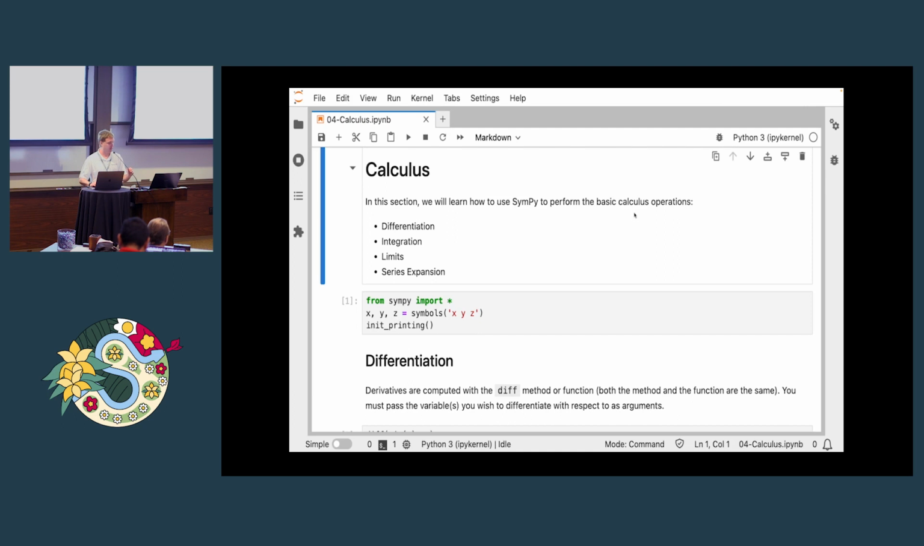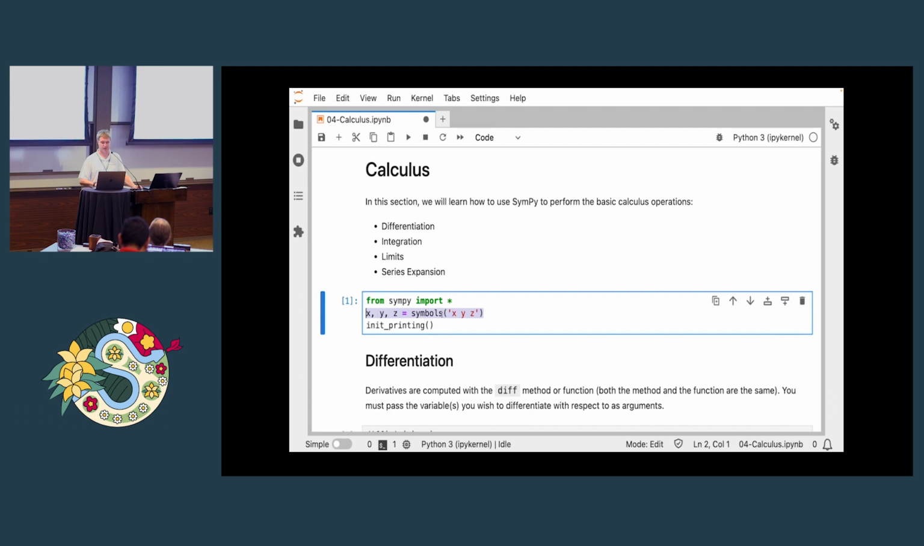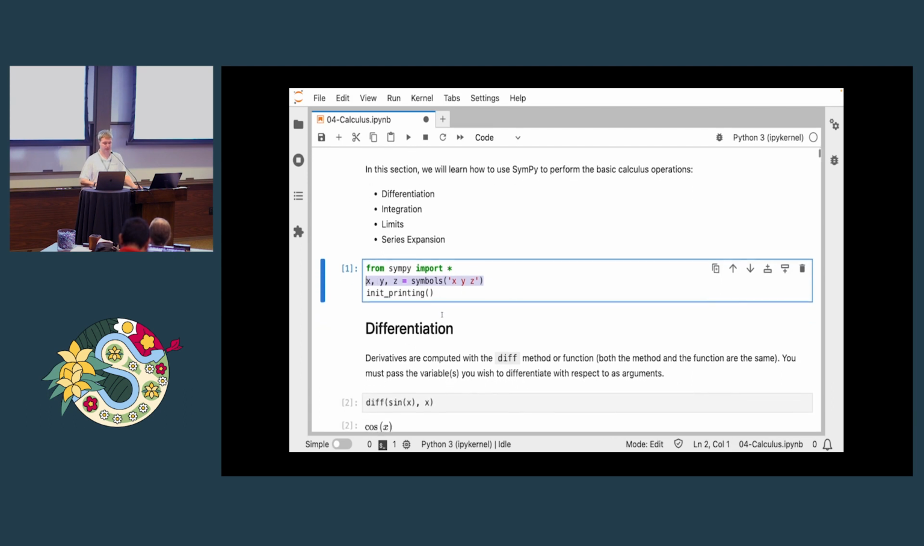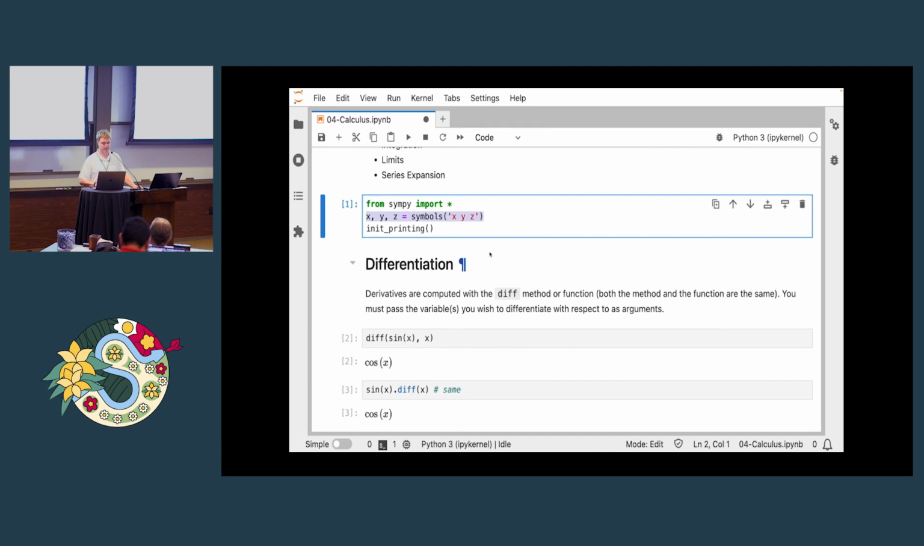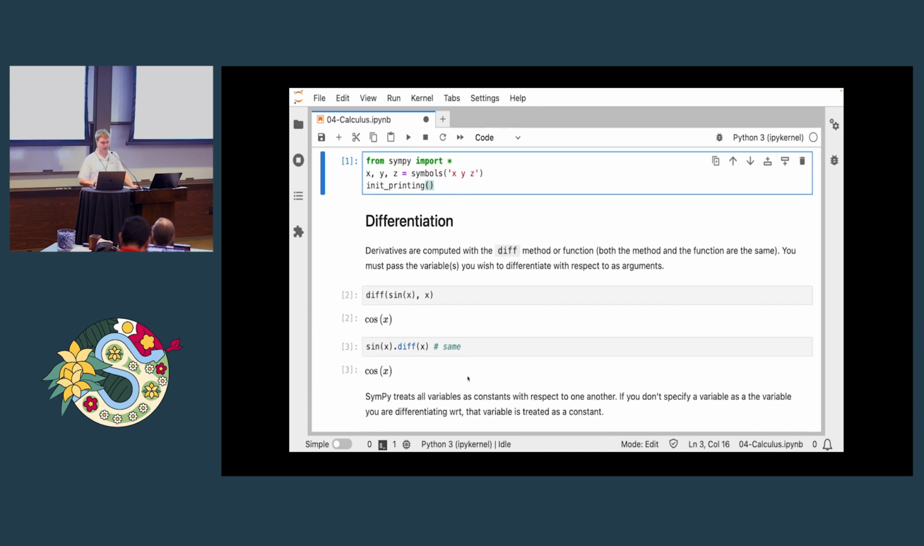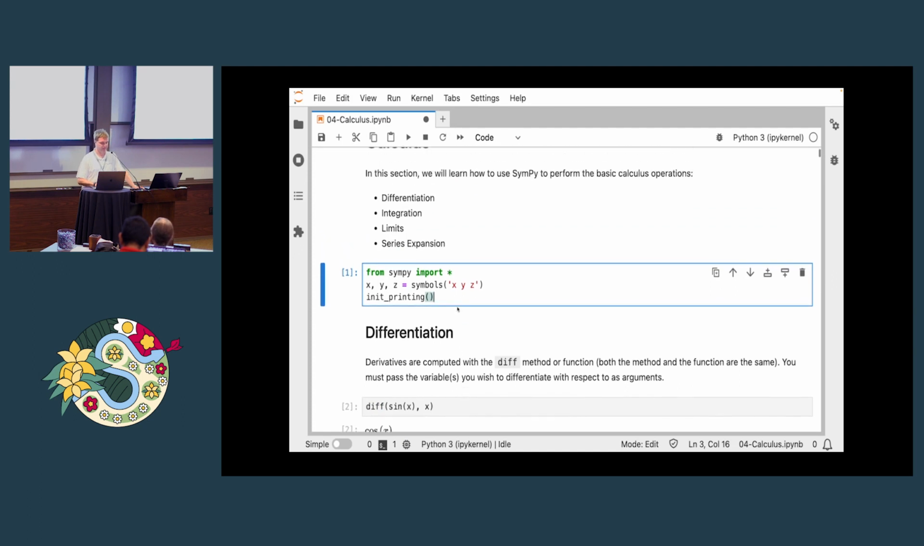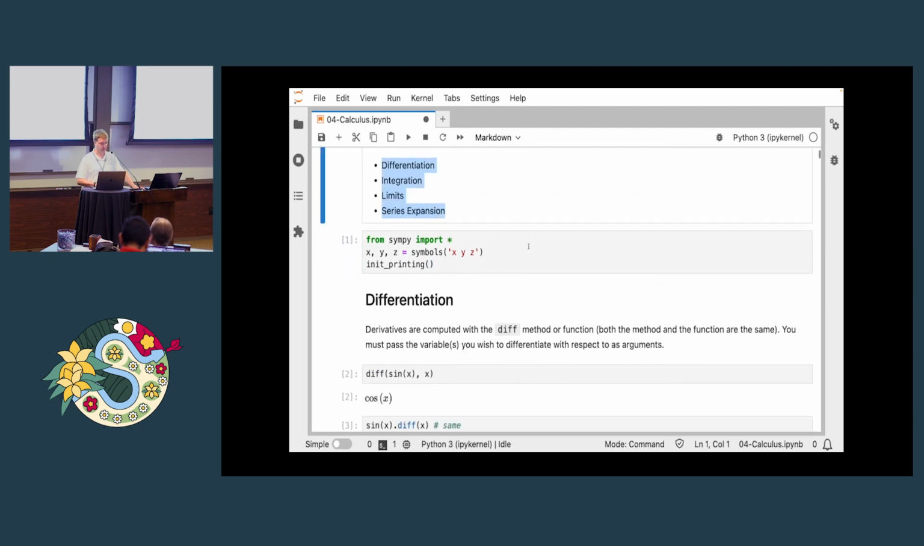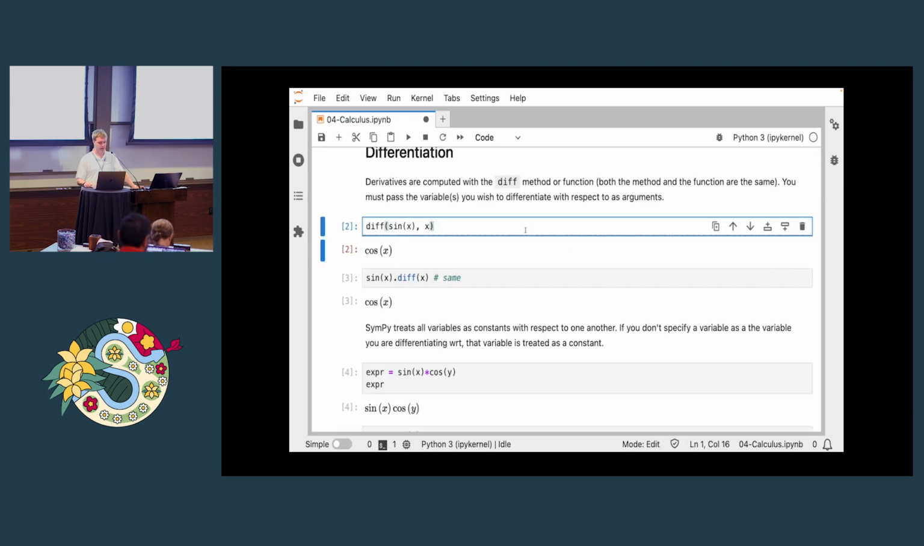All right. Any questions before we move on to the next section? Otherwise, let's move on to calculus. From here on out, we're just going to define X, Y, and Z as our symbols that we'll be working with throughout the notebook. The main things we're going to cover here are differentiation, symbolic integration, limits, and series expansion. So first off is differentiation.